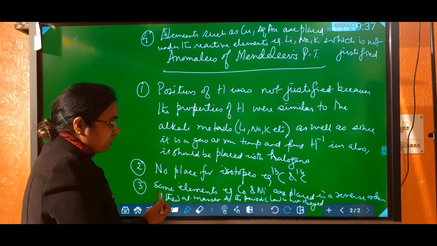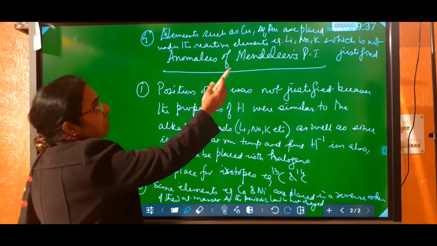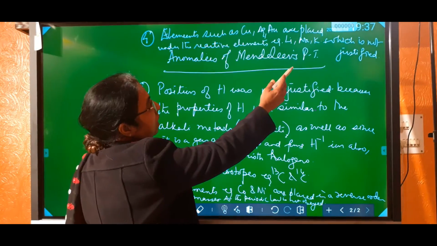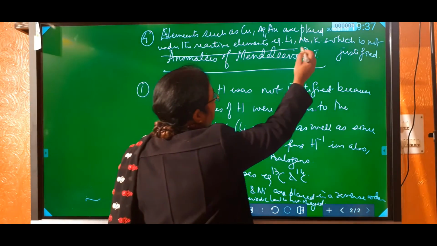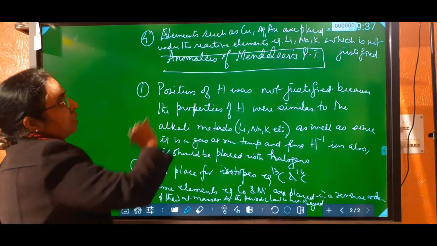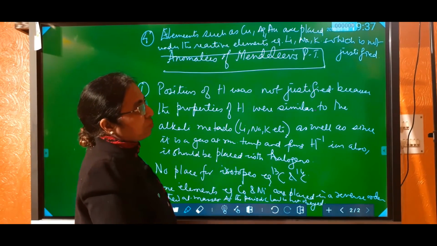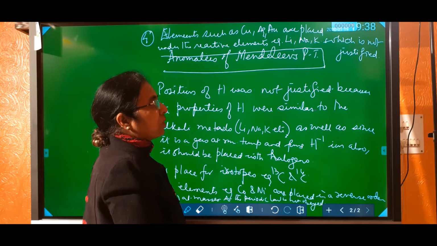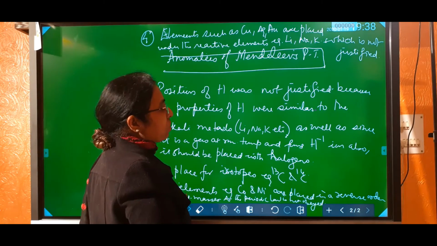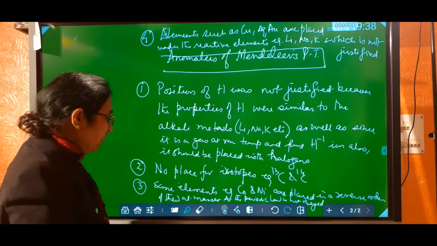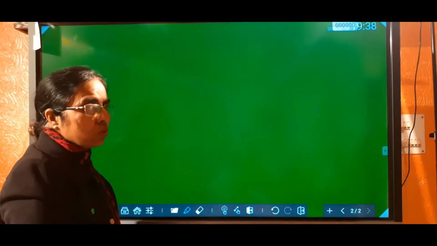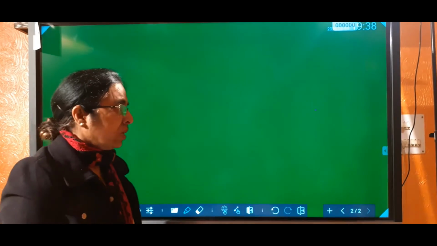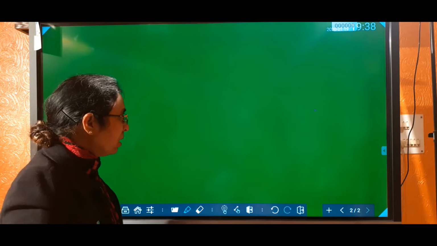So these elements are placed under the reactive elements. These are not reactive elements, but they are placed under the reactive elements such as lithium, sodium, potassium, and this is placed together under the same group, so this is not justified. Now, you can see that Mendeleev's periodic table was a very good attempt to classify the elements. Now in the modern era, that is what we call the modern periodic table.